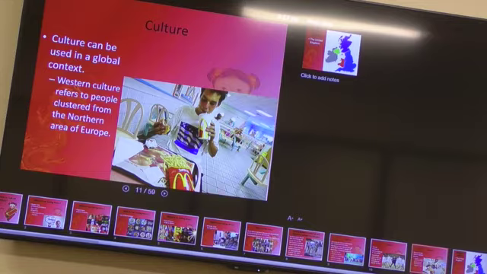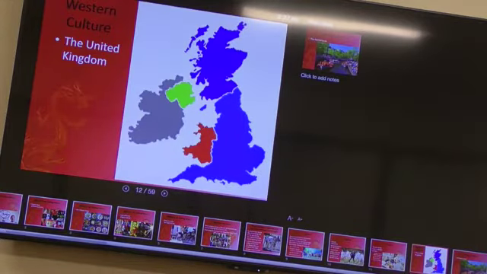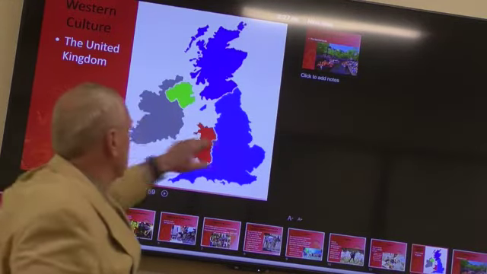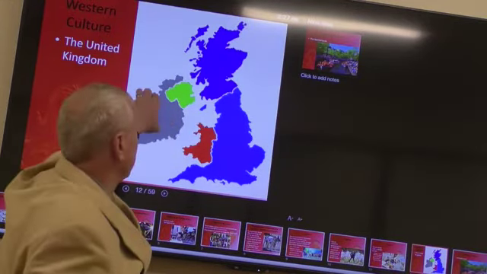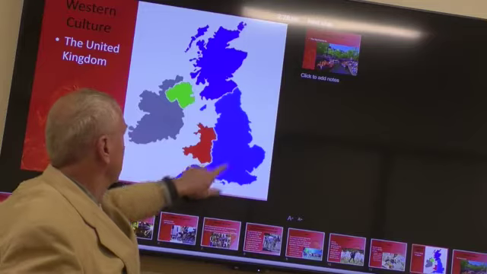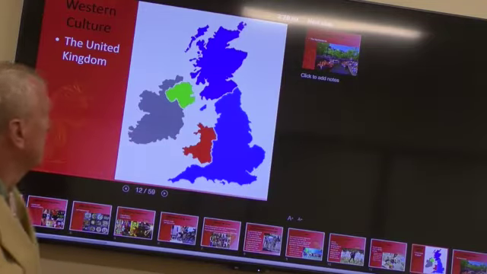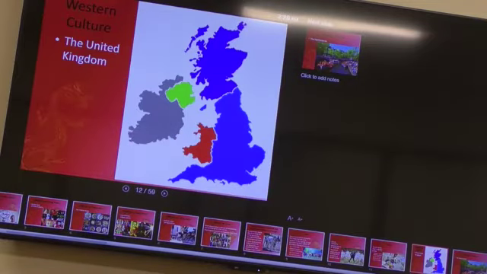Northern Europe is the United Kingdom. And this is the United Kingdom, of course. This is Ireland right here. The rest of this is Wales, that's Scotland, this is England, and that's Northern Ireland, which are all part of the United Kingdom. So Western culture has to do with the United Kingdom. It also has to do with the Netherlands.